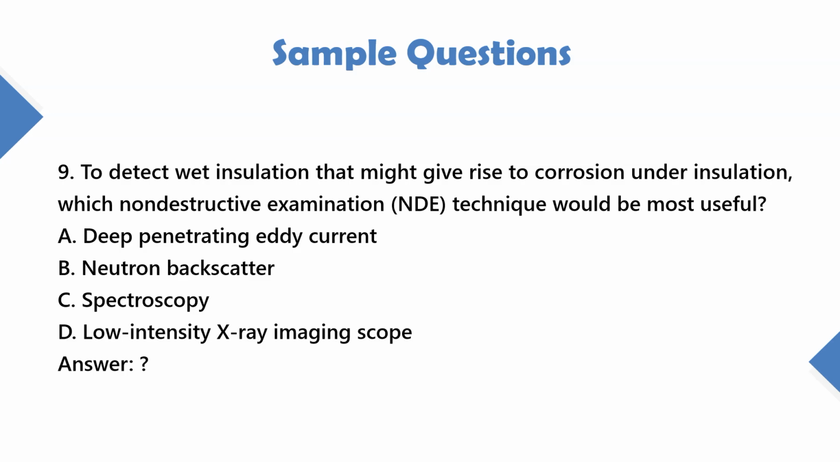9. To detect wet insulation that might give rise to corrosion under insulation, which non-destructive examination, NDE, technique would be most useful? A. Deep penetrating eddy current. B. Neutron backscatter. C. Spectroscopy. D. Low-intensity X-ray imaging scope.